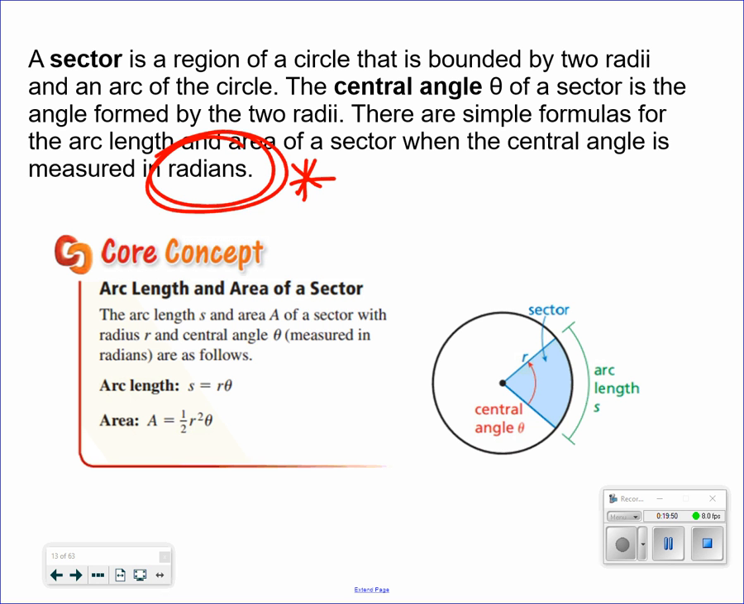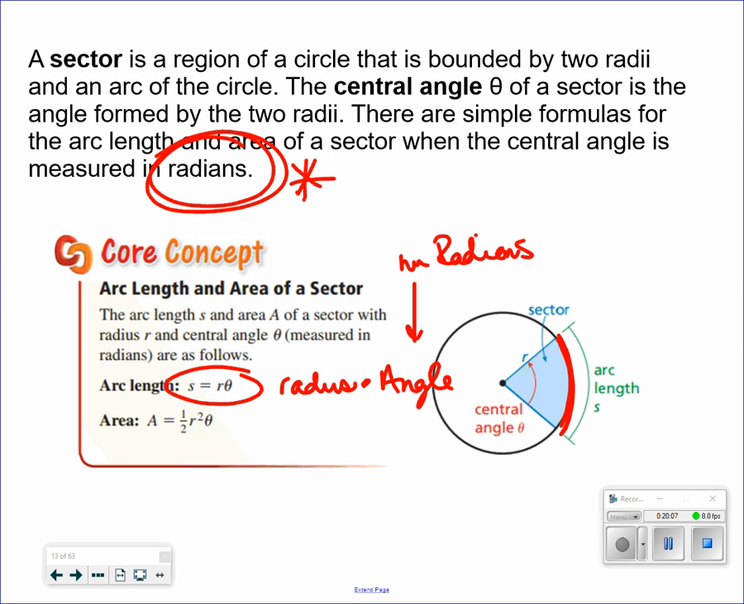The arc length. Okay, so if I want to know how far it is on the outside of the circle, the arc length is equivalent to the radius times the angle. And remember, in radians. The area of the sector. So I want to know what this area of the circle is. Okay, it's half radius squared times the angle. And again, in radians. So these are two formulas.